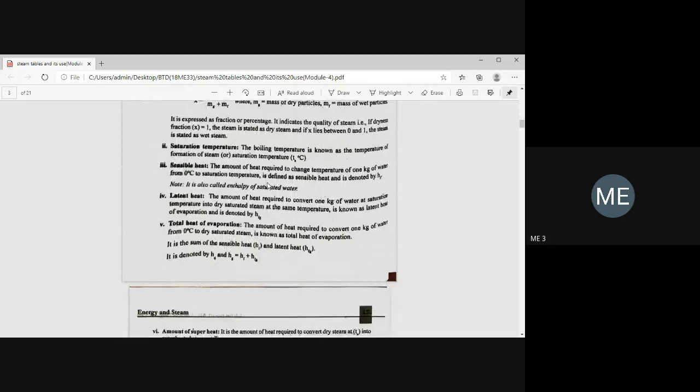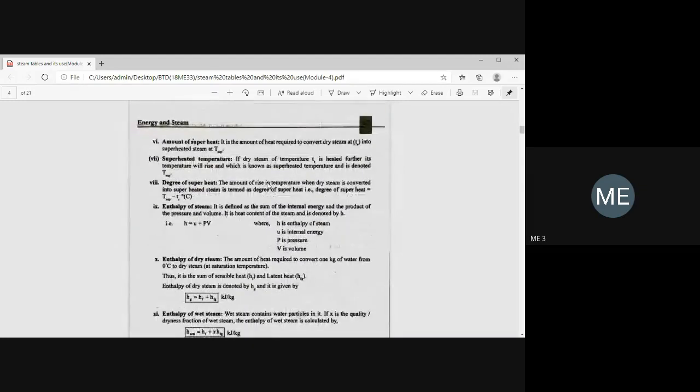So you have to remember between A and C, the amount of heat required to change the temperature of 1 kg of water at 0 degrees Celsius to 1 kg of dry saturated steam at 100 degrees Celsius and at the given pressure. That is the total heat of evaporation or total heat. Okay. It is a summation of sensible heat and latent heat.